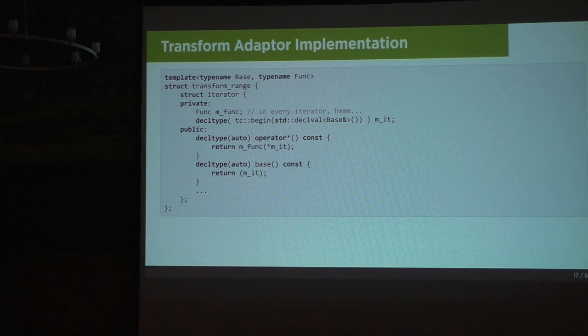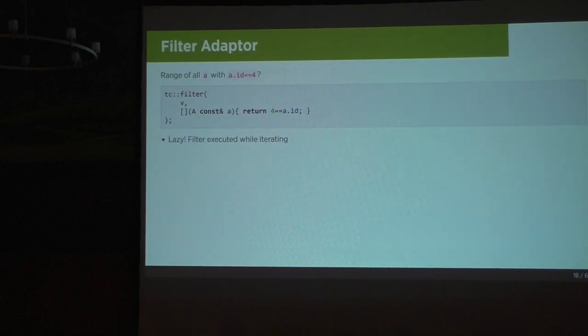Quite simple. Now, here's the other interesting adapter, and that covers many, many applications for ranges, these two. It's the filter. So here you say, okay, you want the range of all the A's which have an ID field of 4.